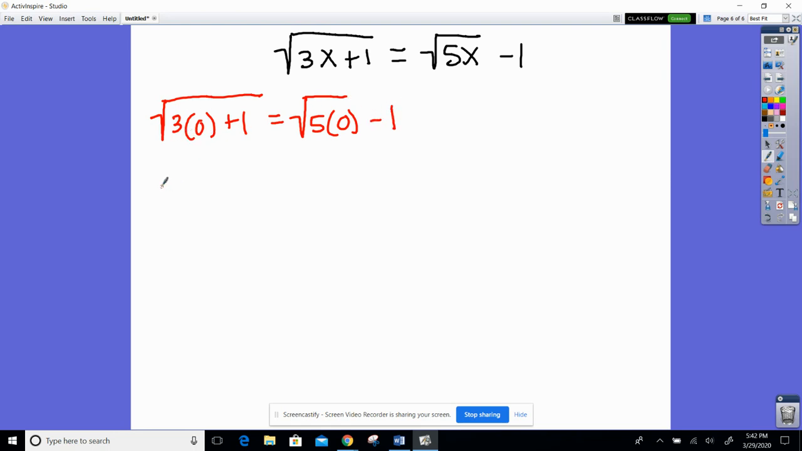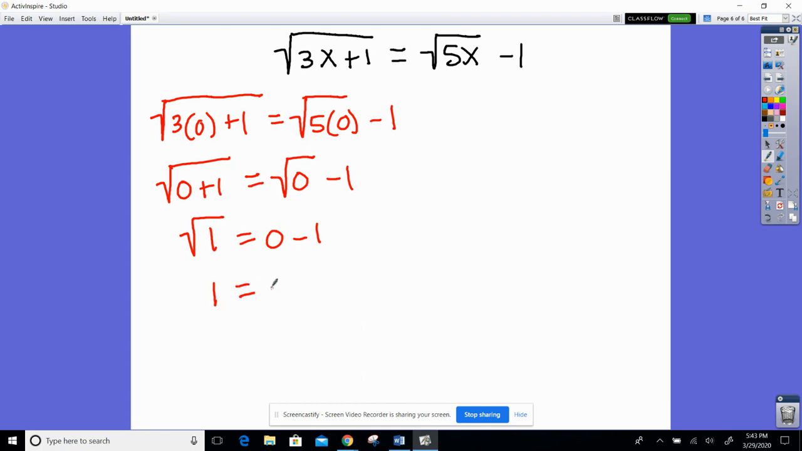So 3 times 0, that gives me 0 plus 1. All right, and over here, the square root of 5 times 0, that gives me 0 minus 1. 0 plus 1, that's 1. So I have the square root of 1 is equal to square root of 0 is 0 minus 1. Square root of 1 is 1. 0 minus 1, negative 1. 1 is not equal to negative 1. So 0 is not a solution. It's an extraneous solution. So now we need to check 5.